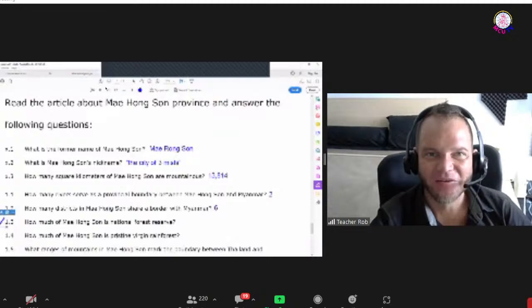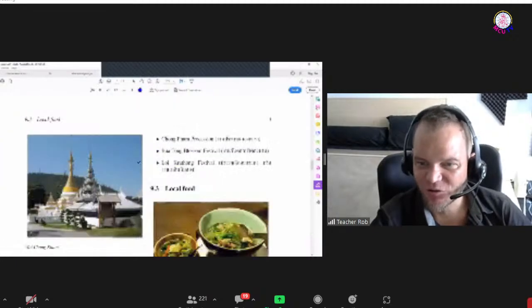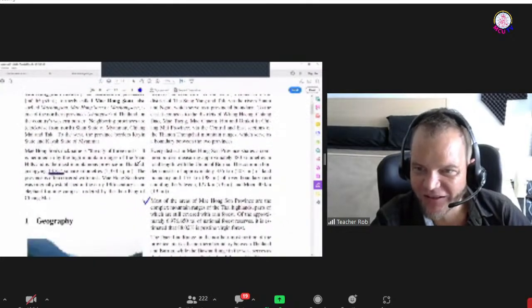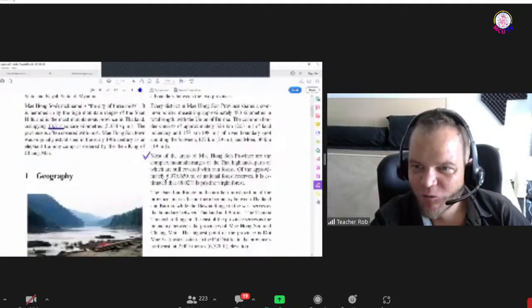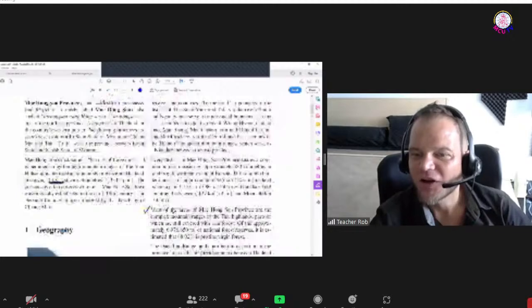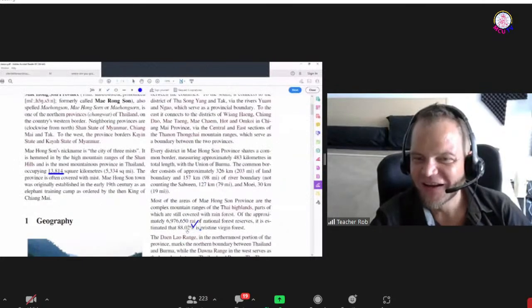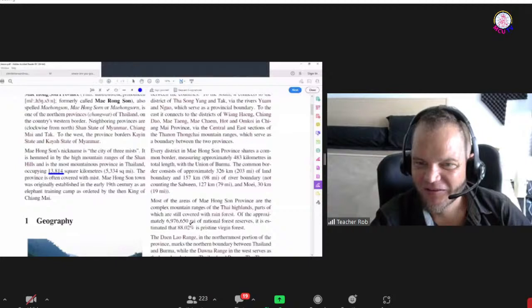Now let's go back and see if we can see the keyword national forest reserve. Maybe I didn't read it yet. Let's see. Oh no, wait, I think I did. Let's see if we can find that here. Oh, did you guys see that one? How much of it is pristine virgin forest? Oh yeah, here's the answer. Do you guys remember how we say this number? 6 million. Yeah. 976,000. Yep. And then 650.